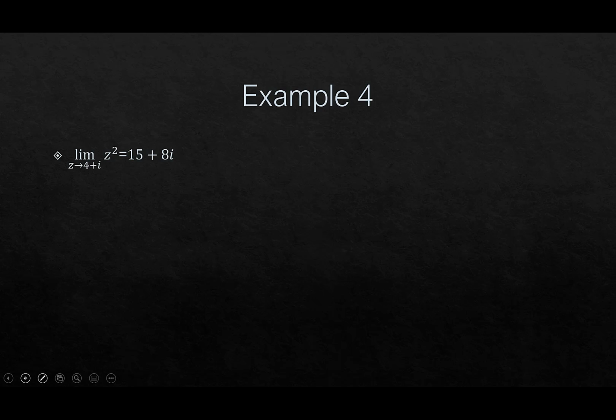And remember, when we did the x squared example, it was a little bit more complicated. We'll see it's pretty much the same idea here. So let's go ahead and prove that the limit as z approaches 4 plus i, so let me go ahead and draw our complex plane. So 4 plus i would be 1, 2, 3, 4. Here's 1. It'd be this point right here, 4 plus i. So the limit as z approaches 4 plus i of z squared is equal to 15 plus 8i.